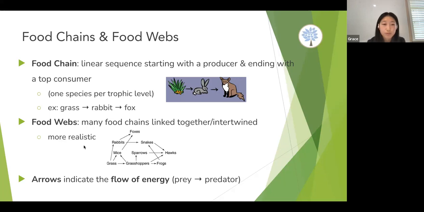So for example, in the food chain example, you can see the arrow goes from grass to a rabbit. So the flow of energy goes from the grass to the rabbit because the rabbit is going to be eating the grass and getting energy from the grass. And the same thing applies to the rabbit with the arrow going to the fox, because the fox is going to be eating the rabbit and it'll be getting energy from the rabbit.